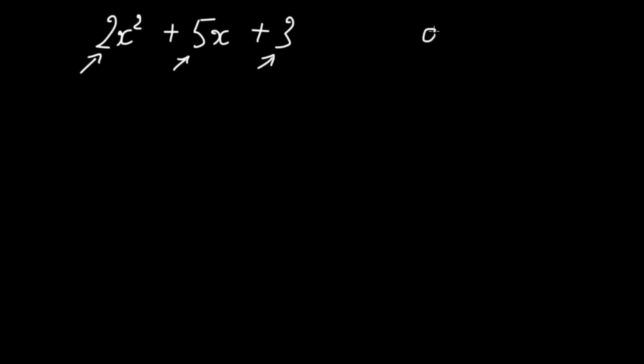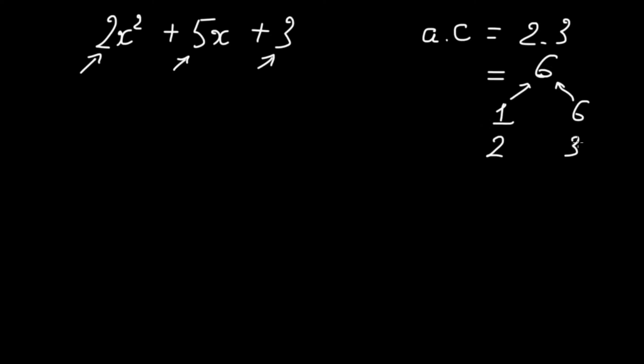So the first step we need to do is take a times c, which is 2 times 3 equals 6. Then we need to write down two numbers that when we multiply them together equal 6. So 1 times 6 equals 6, right? And then 2 times 3 equals 6, and 3 times 2, which is the same as 2 and 3.